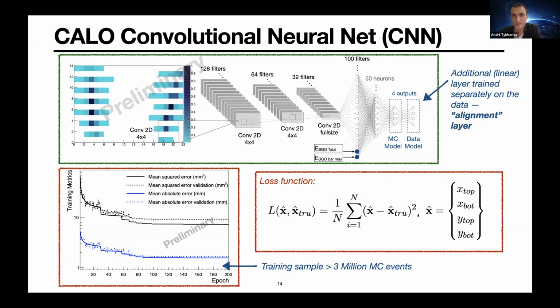And the purpose of this layer is to perform alignment between calorimeter and tracker, because your neural network predicts direction from the calorimeter, but then in real data, the calorimeter is not perfectly aligned with the tracker. So if you want to predict something based on the calorimeter at the tracker level, you need to do the alignment. And this layer is trained separately on the data.